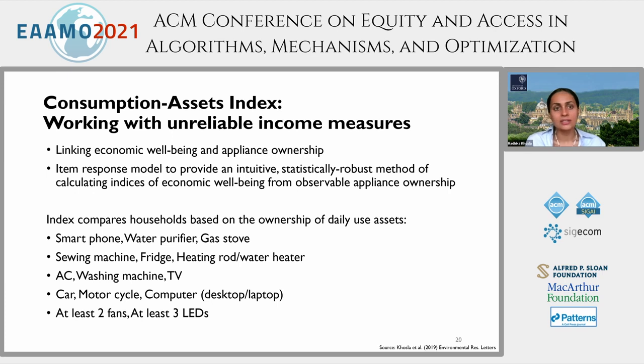The way that we've dealt with this is that instead of thinking about income, we rank households on their ability to consume. We developed a model with an index based on the ownership of daily use assets, things like smartphones, water purifiers, gas stoves, air conditioners, cars, TV. These are things that when we go into the household, you can actually see, so you know for sure whether a household has them or not. We've used that to rank households as having a high ability to consume, as a proxy for high income, or a low ability to consume.